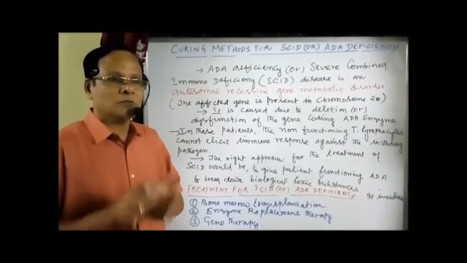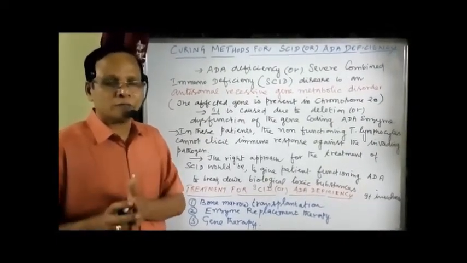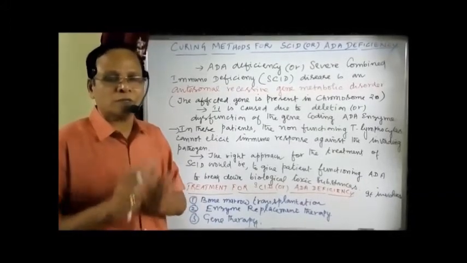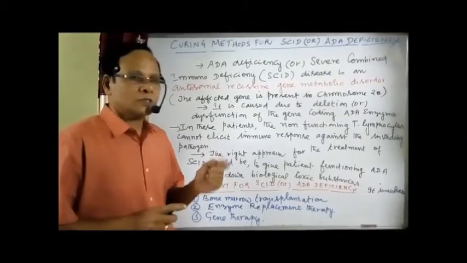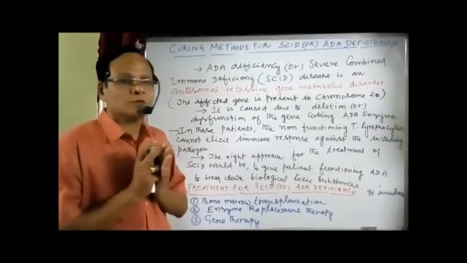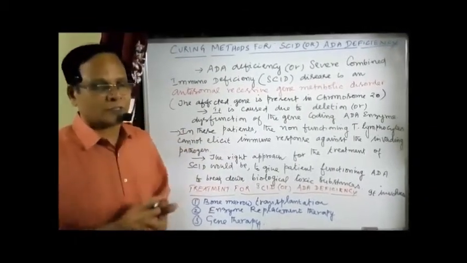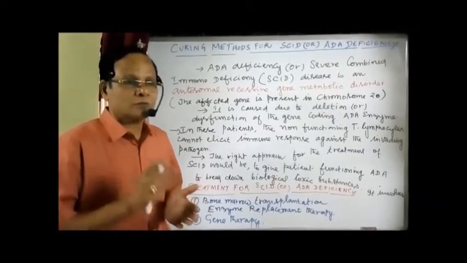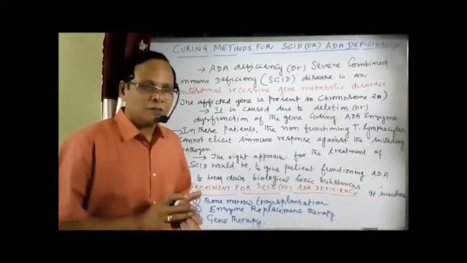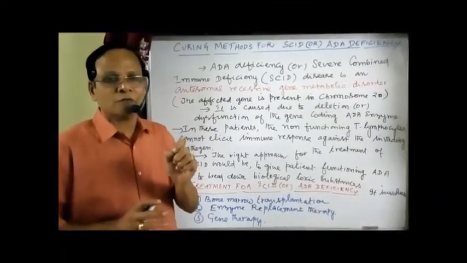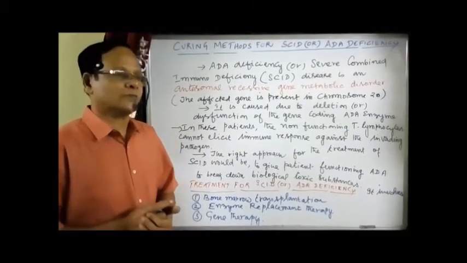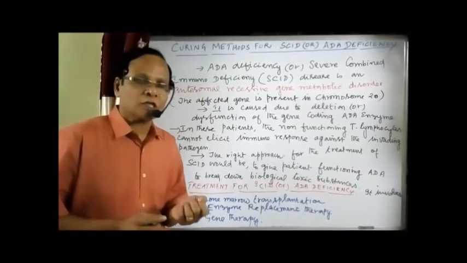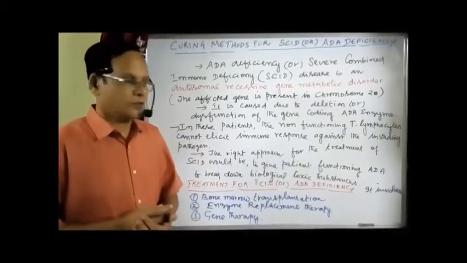What for? To break down biological products. What products? Toxic biological substances. So I mentioned this ADA enzyme is responsible for the proliferation of T lymphocytes. Without it, the proliferation of T lymphocytes is less. So the low count of T lymphocytes makes the person susceptible to infection. Even a small infection cannot be tolerated by that individual.